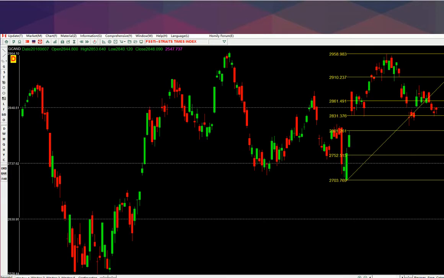Then this is the golden section, which can help us to judge the support and the resistance. We can connect the low point to the high point. Then we can know that for the current market, here is the support.